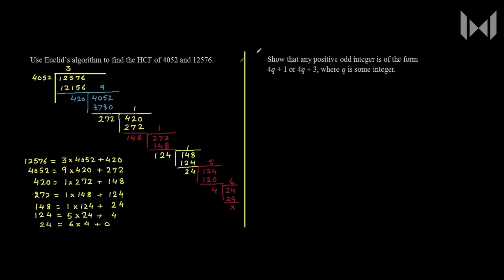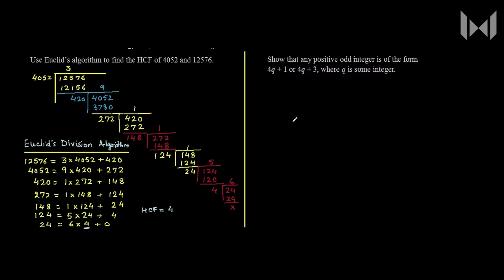Now the last divisor we used was 4, so 4 is the HCF. HCF is equal to 4. Now this is what we call Euclid's division algorithm. So it's always advisable to do it separately and then write it in the division algorithm. Now we will take up the second question, which is on the right.